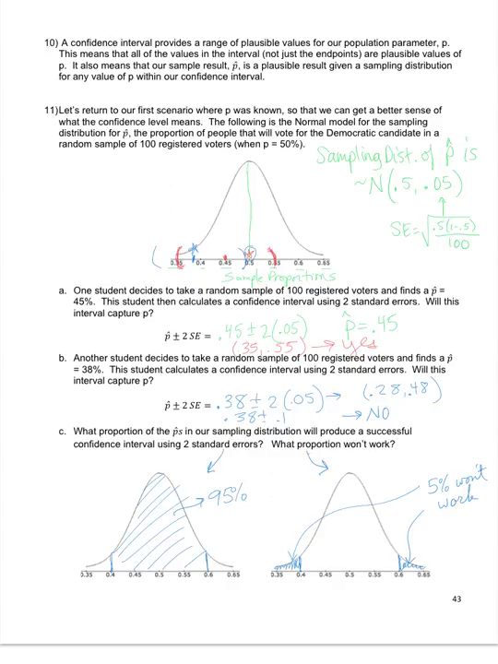And again, it doesn't mean that you did anything wrong. It just means that you're maybe a little bit unlucky. You got a sample result that's so extreme that this process of creating a confidence interval doesn't give you an interval big enough or wide enough to capture P.